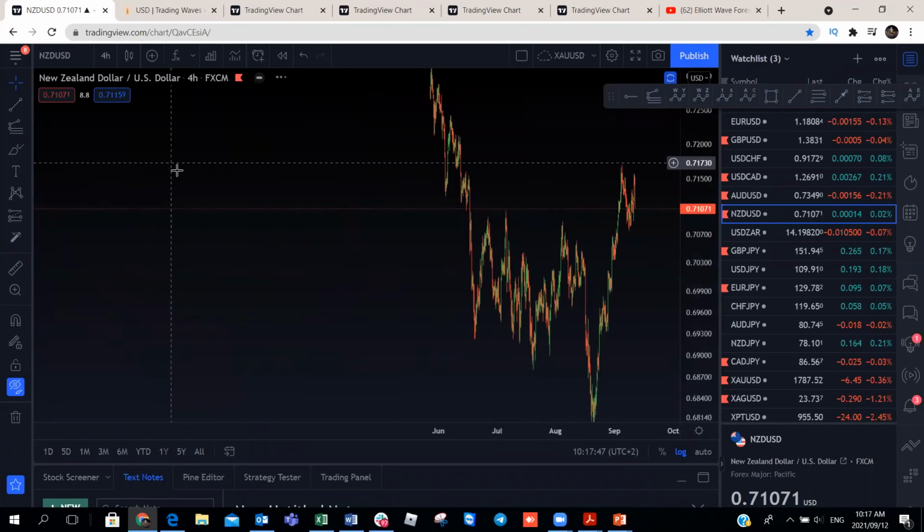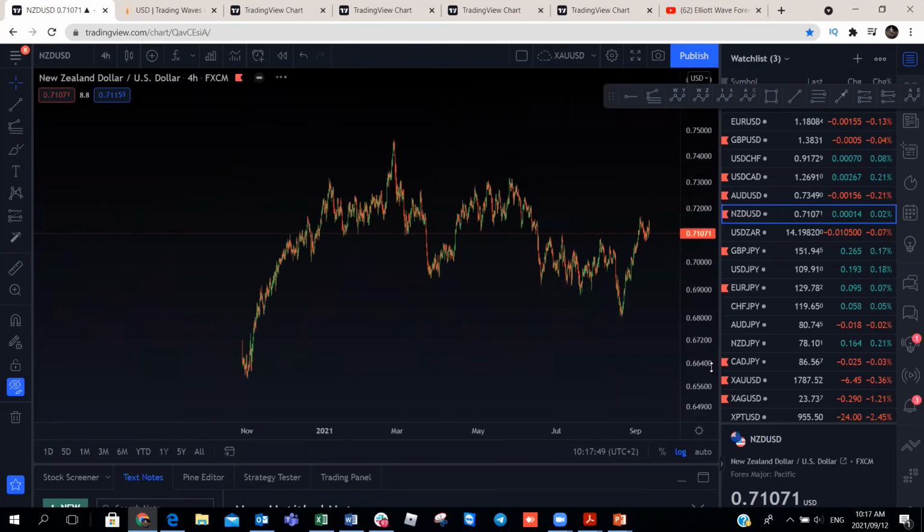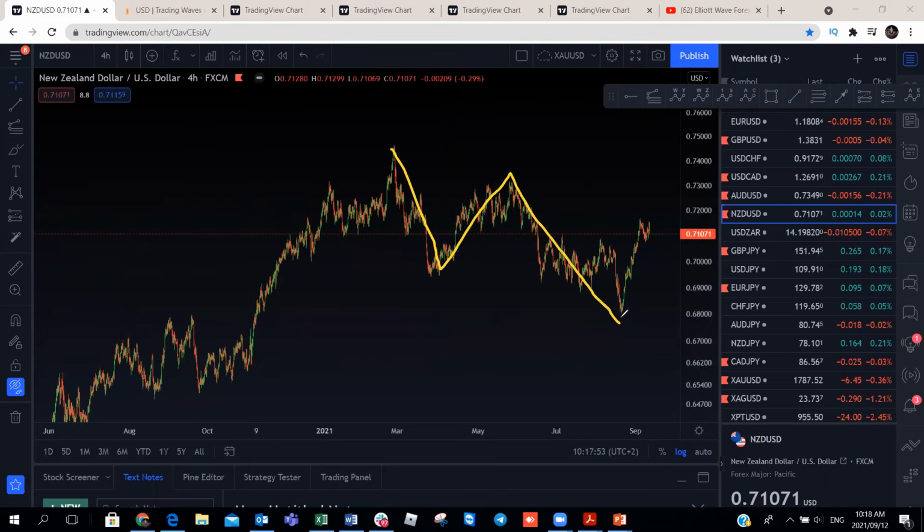Bigger structure on New Zealand US dollar is very interesting. If you look at that, that is a three-wave structure on New Zealand US dollar. 1, 2, 3. We've got an impulsive move. So we're looking for the three-wave pullback here. That pullback can come back to the 38, 50% before pushing to the upside.